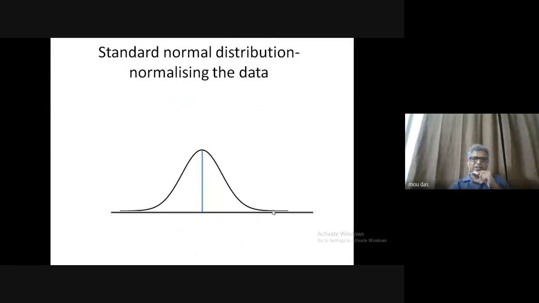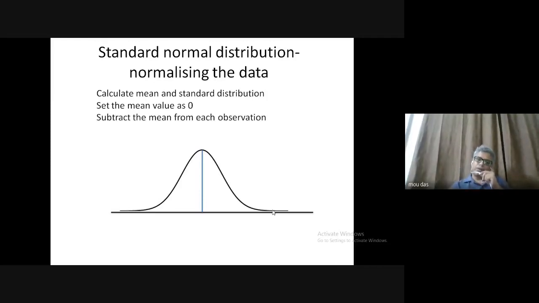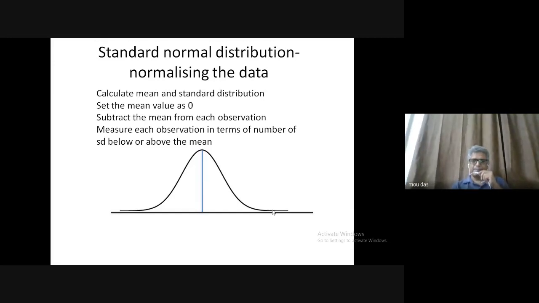Now, how do you get a standard normal distribution from a normal distribution? It's a simple procedure. You calculate the mean and the standard deviation, and set the mean value as 0. You subtract the mean from each observation and measure each observation in terms of the number of SDs below or above the mean. Suppose this is the mean value 0, and these are the standard deviations 1, 2, 3 on both sides. Suppose you have a normal distribution with a mean of 10 and a standard deviation of 2. What will be the normal deviate, the Z value, of an observation 13? Z is equal to X minus mu by sigma, which is 1.5. So it will lie somewhere here.